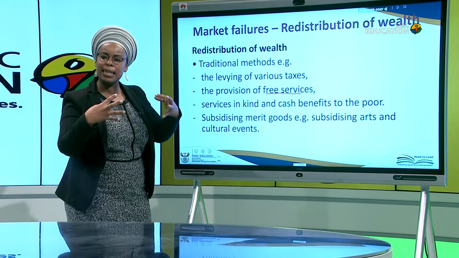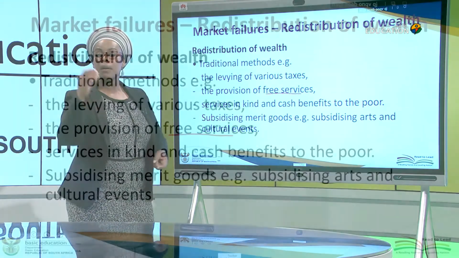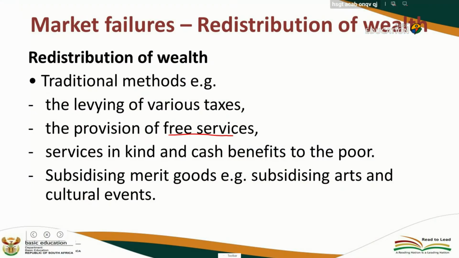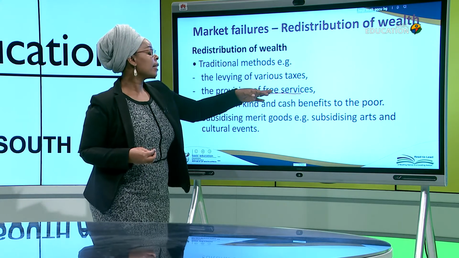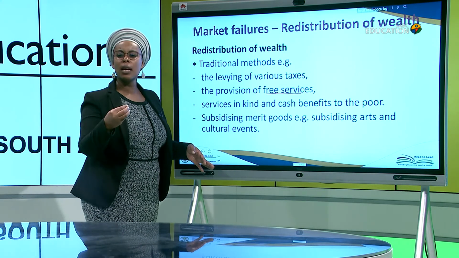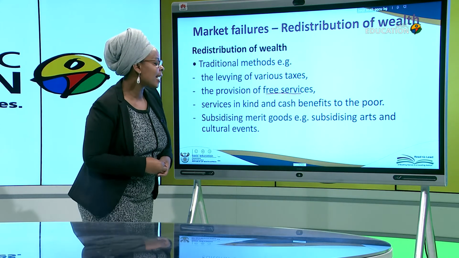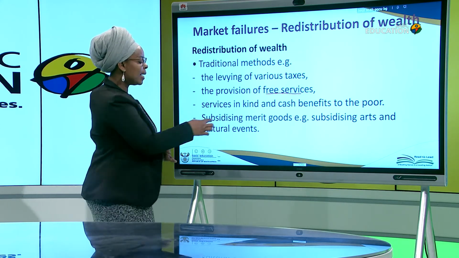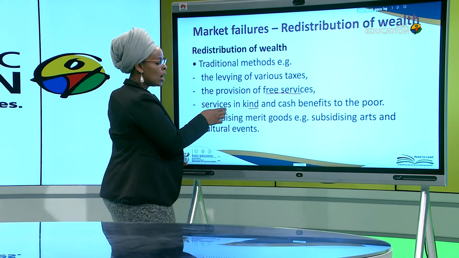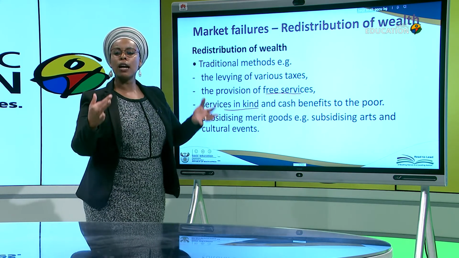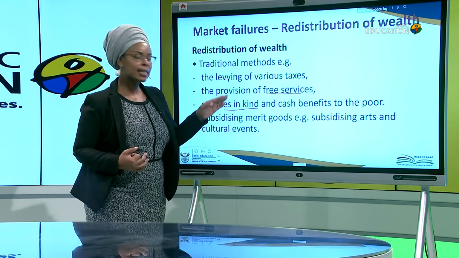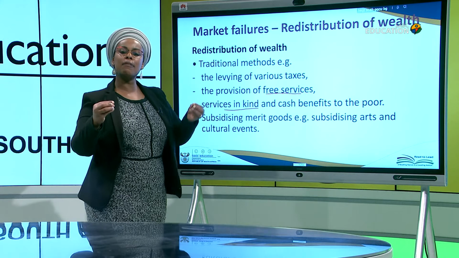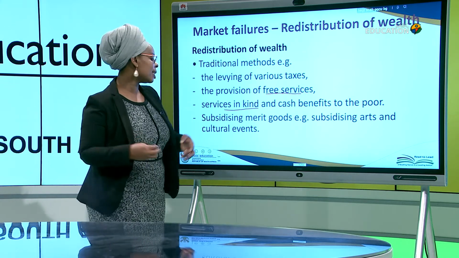Remember the missing market as a cause of market failure. Government will provide certain services for free. Certain liters of water we receive for free in the rural areas and in poor areas. The government will also provide schools where school fees are not charged. Free hospitals, etc. Government will also provide services in kind, where you saw people receiving groceries or food parcels during COVID-19. That is a service in kind. Even at our schools, the government is providing feeding schemes. That is a service in kind.